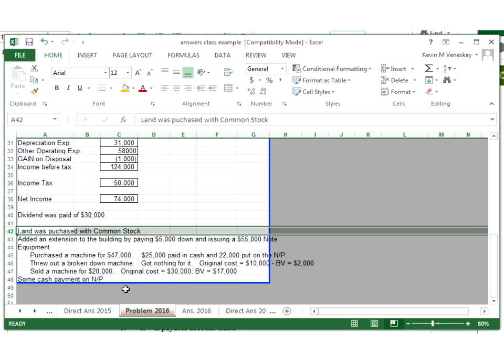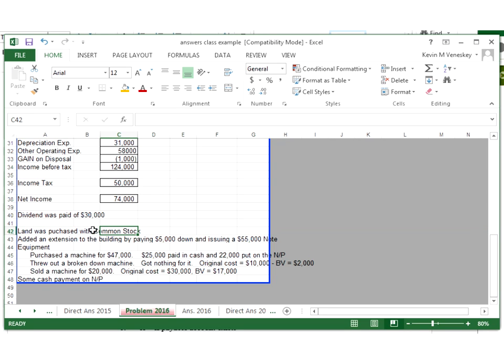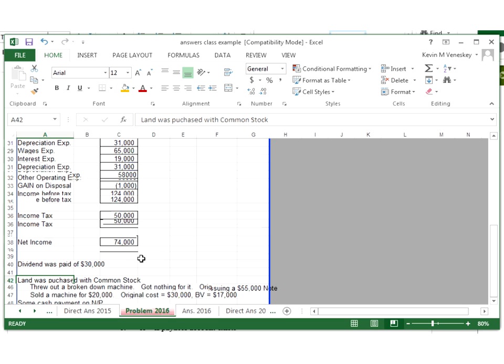When it says here land was purchased with common stock, if we remember back to our beginning rules, back to my part 1 lecture, if your transaction does not involve net income and it does not involve cash, then it doesn't go on the statement of cash flows. This journal entry would have been, if we bought land with common stock, we would have debited our land, credited the common stock. Neither of those accounts affect the net income, and neither of those accounts affect cash.